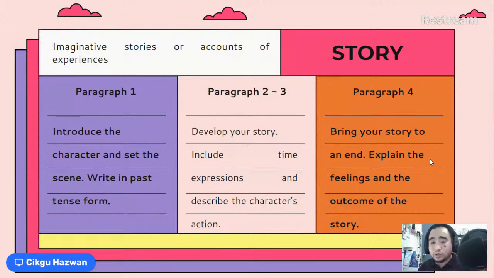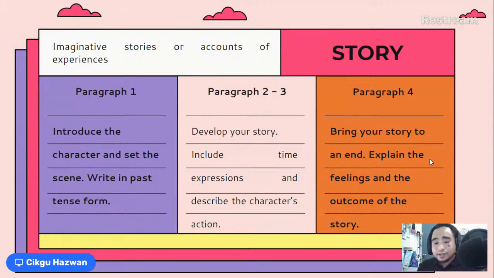So basically, when we are writing a story, okay, I encourage you to write 4 to 5 paragraphs. This is how your plan should look like. The first paragraph, you introduce the character and set the scene. Okay, write in past tense form. Okay, introduce the character and set the scene. Introduce the character doesn't mean that this is Ali. Ali is a boy. Doesn't necessarily to be that. It's how you shows that the character is doing this, the scenery is this, by using descriptive words.